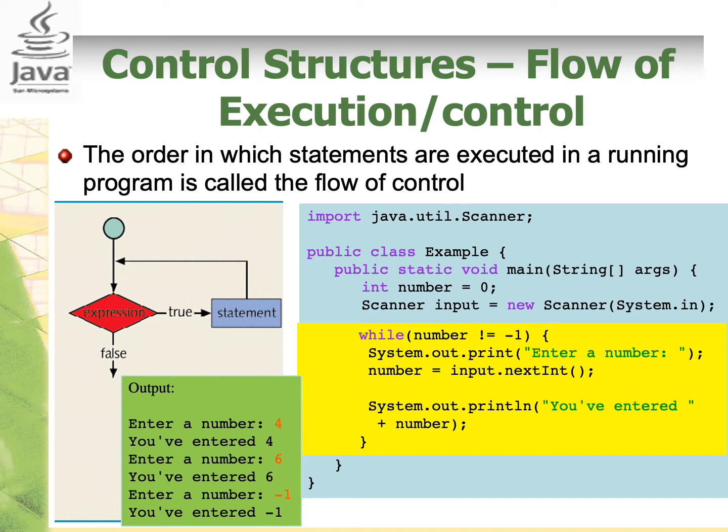For this code, the example output could be it asks the user to enter a number. When the user enters 4, it will display "You have entered 4." Then it will ask again, "Enter a number." The user enters 6, it will display "You have entered 6." It will ask again, "Enter a number." The user enters -1 and it displays the value and ends the program because the condition within the while has now become false because number is equal to -1. Don't worry too much about this yet. We will learn all of this slowly.